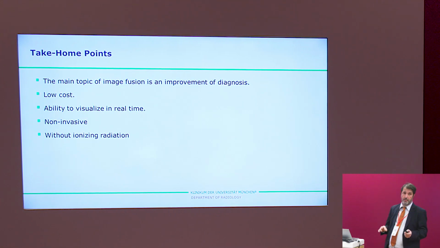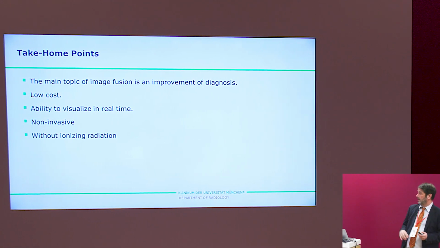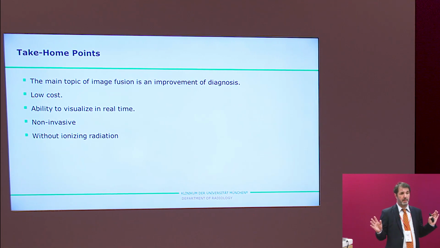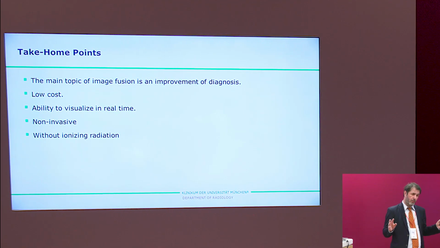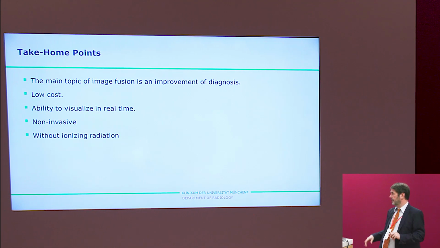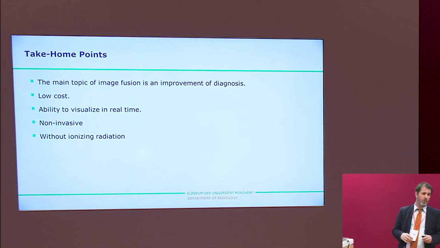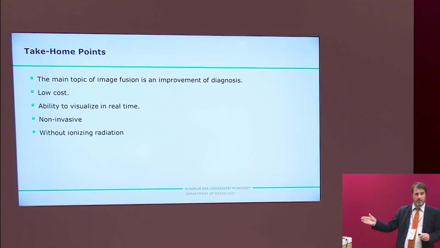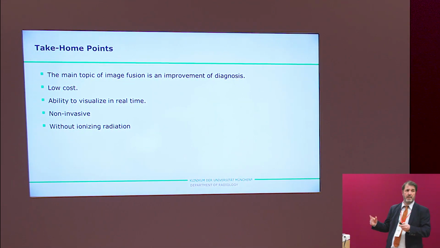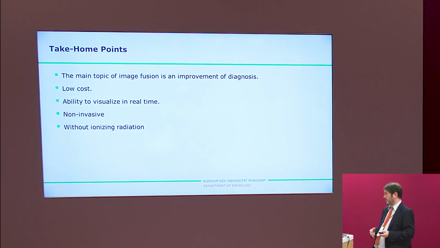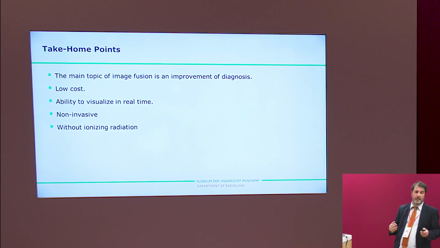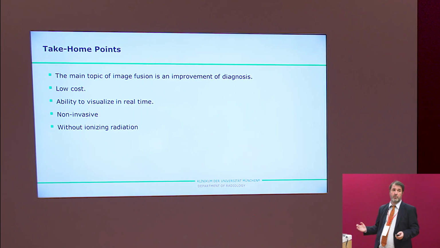So, I will summarize it. The main option for fusion is tiny lesion to compare. You can also use fusion for intervention, but this is a different topic. Very low cost because you can use it on your ultrasound system, and you could use the advantage from CT, MRI and combine it with your dynamic examination. And of course, we don't have any radiation and no nephrotoxic contrast agent.